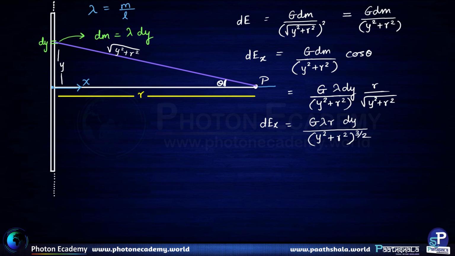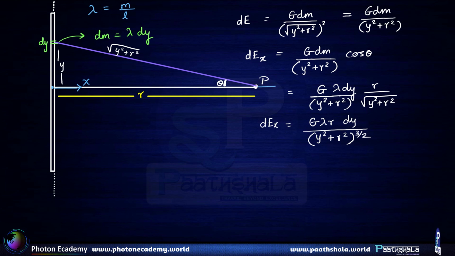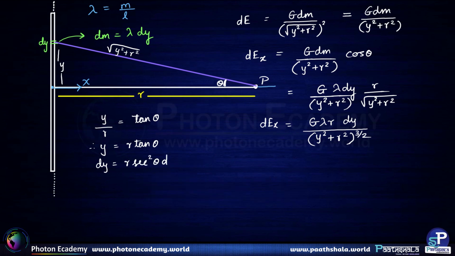So here the only variable is y in this particular expression. We can choose to write down y in terms of theta. We know that y upon r is equal to tan theta. Therefore y is equal to r tan theta, and dy is equal to r sec square theta d theta.